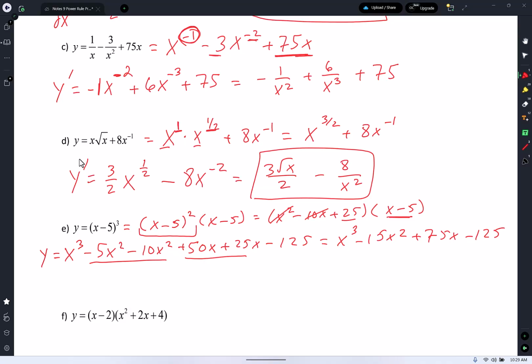All right, here we go. Y prime. What's the derivative of x cubed? What is it? 3x squared. What's the derivative of 15x squared, guys? Minus 30x. What's the derivative of 75x? Plus 75. Done.